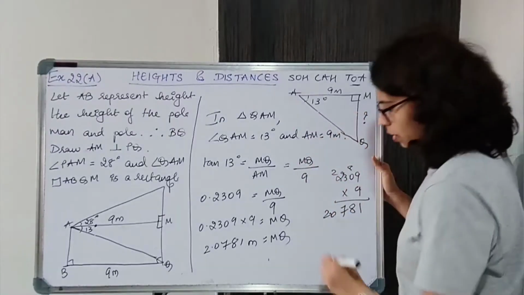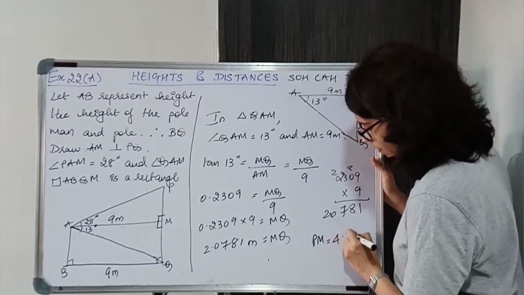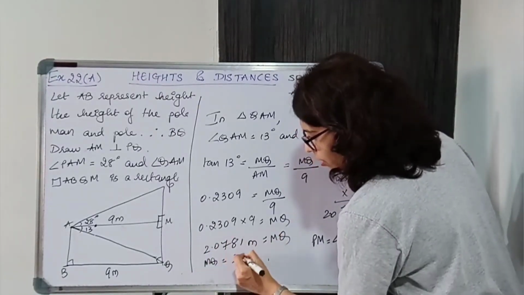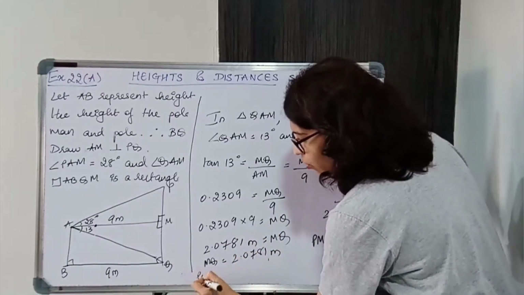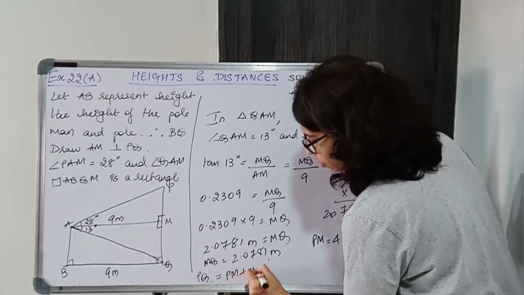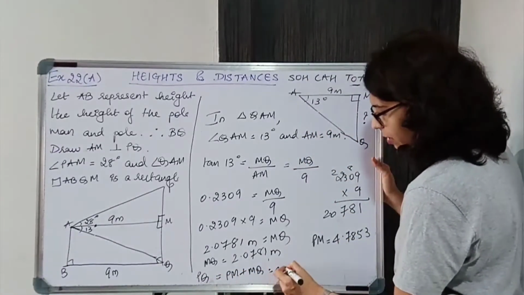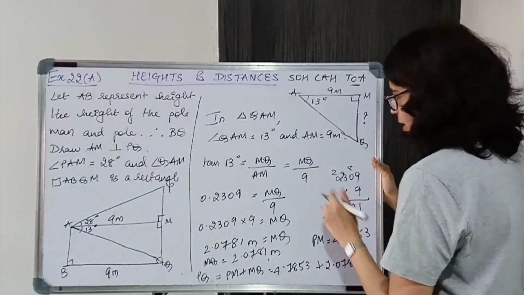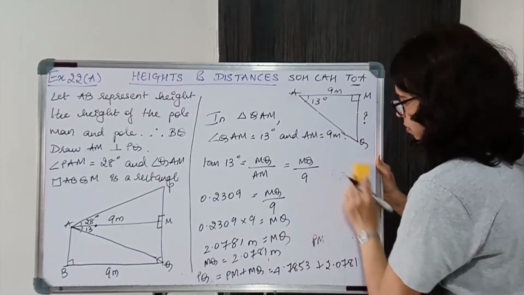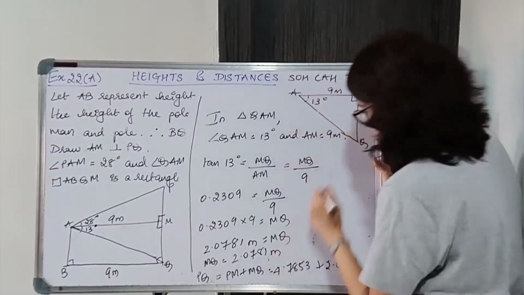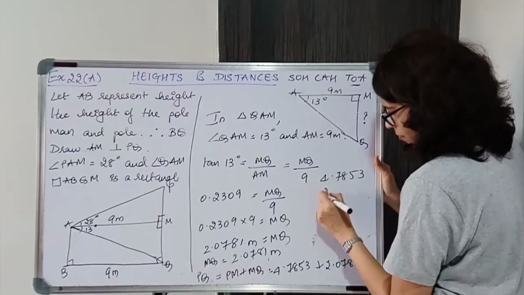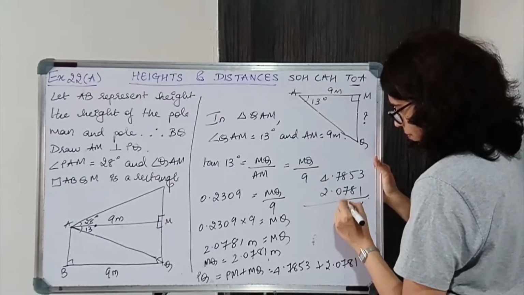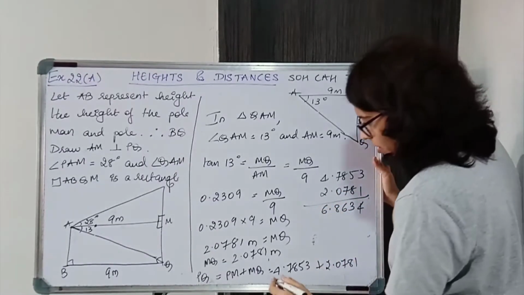Now PM was 4.7853, okay, and MQ is this, so just write down, switch the sides and just write down the answer once। After this PQ is equal to PM plus MQ, so it is equal to 4.7853 plus 2.0781, okay। So just add, so this will be 6.8634.